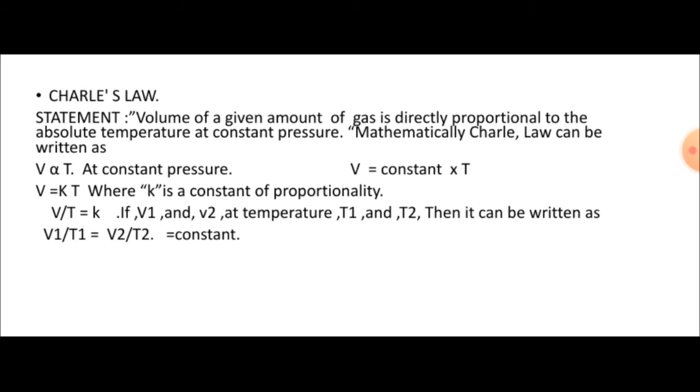If there are different states of gases, as at temperature T1 volume V1, at temperature T2 volume becomes V2, then this can be written as V1 upon T1 is equal to V2 upon T2 is equal to V3 upon T3, and so on, Vn upon Tn, that is equal to constant.